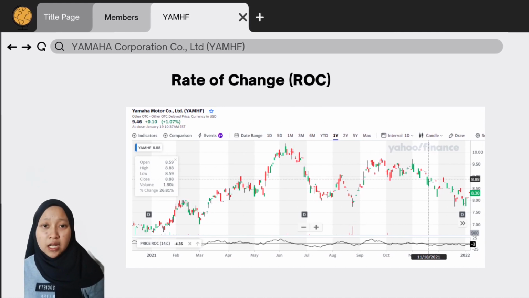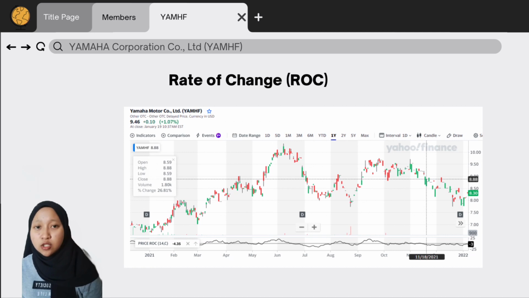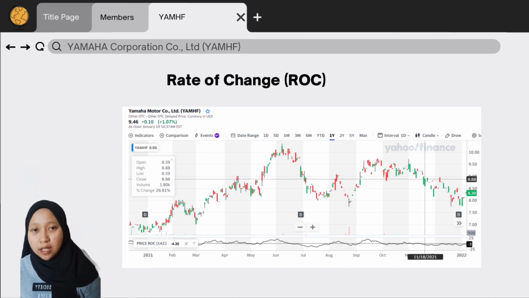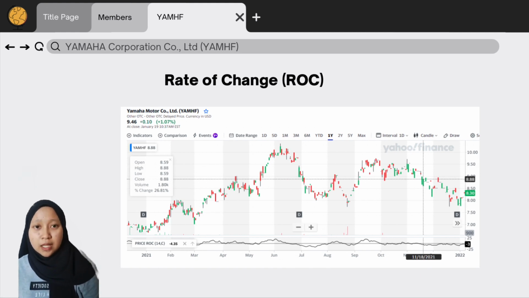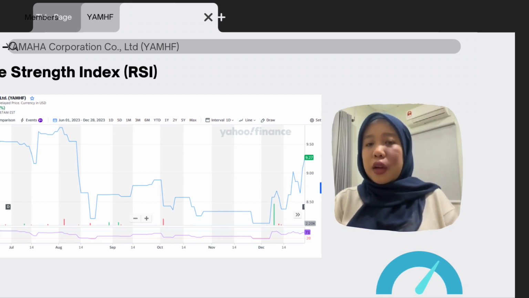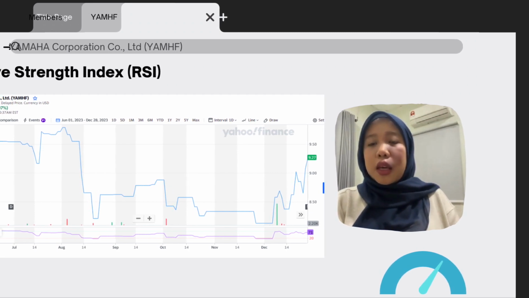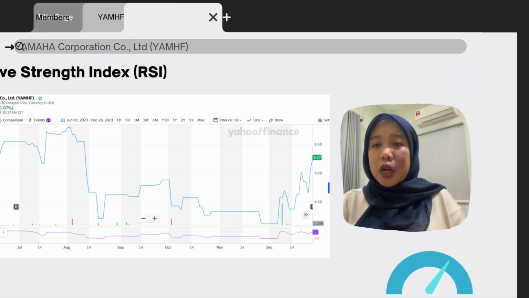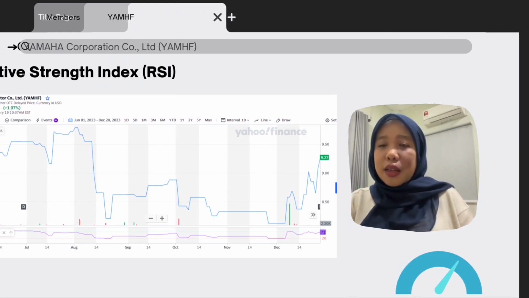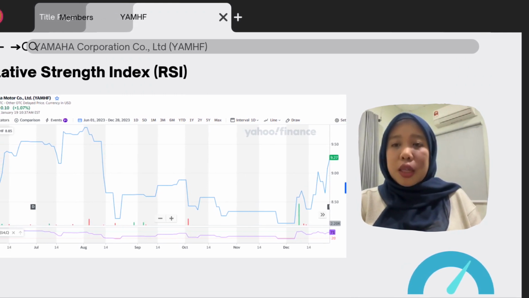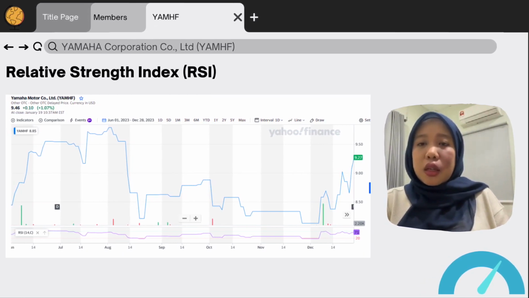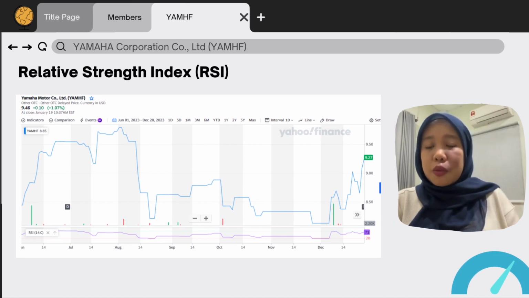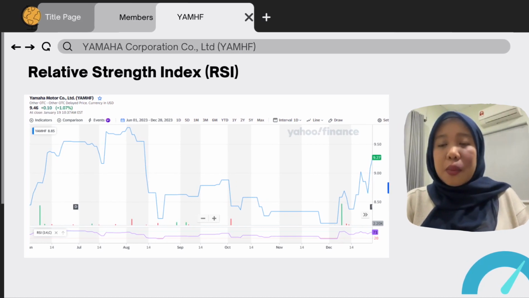The overall trend line of the ROC indicator slopes downwards, indicating that the momentum is generally decreasing, which is typically considered a bearish signal. Next, for the RSI indicator for this counter, it has a little bit of price movement. However, the indicator has not reached either the oversold or overbought lines. The indicator shows the obvious price movement starting in the middle of May.